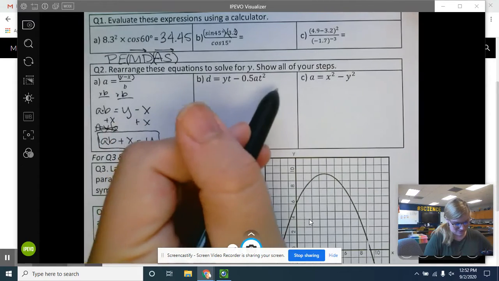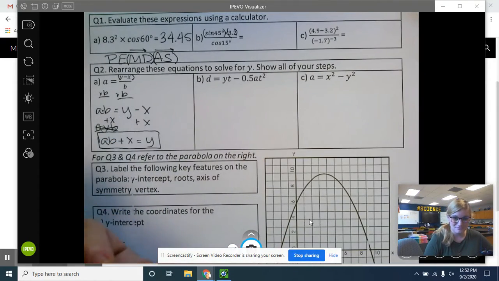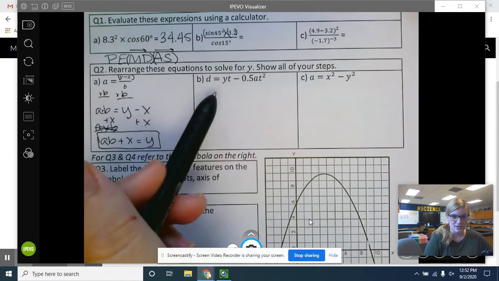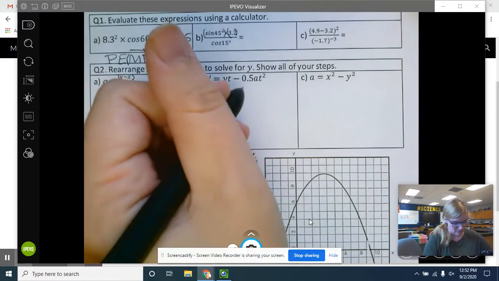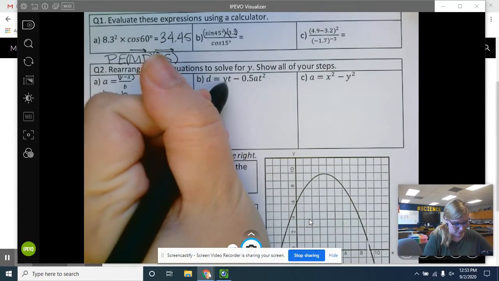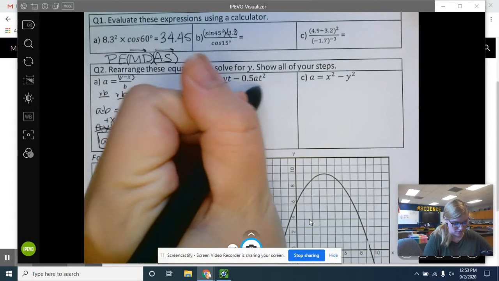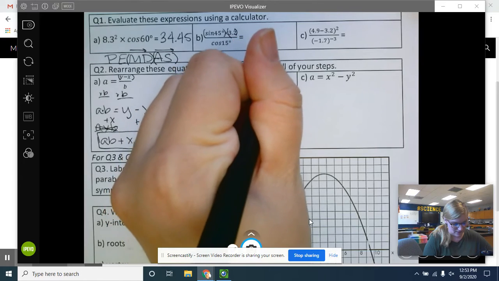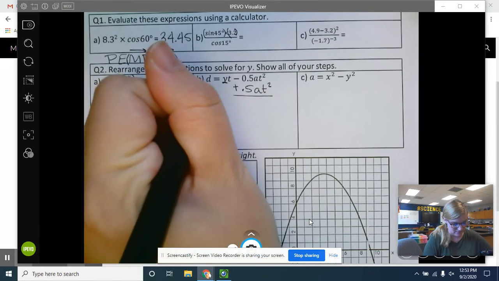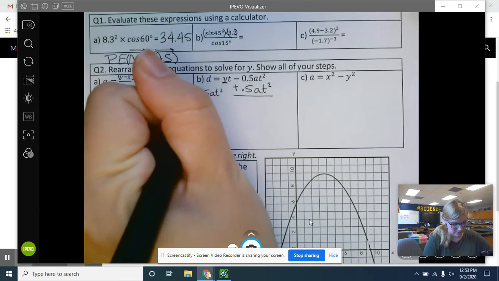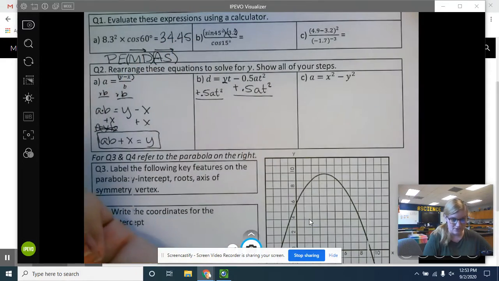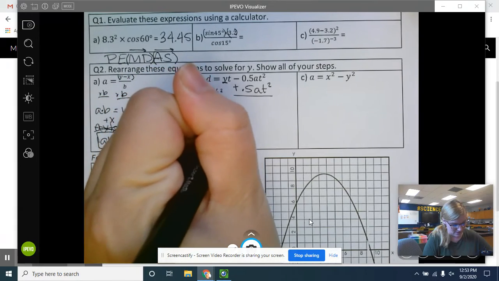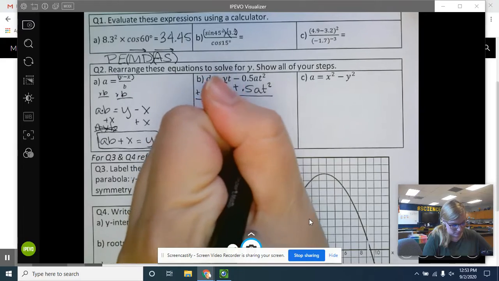Now, there were some really interesting things happening over here with how we were solving for this equation. And this is actually a distance formula that we will be using. So the first step, because I'm solving for y, is I'm going to take this whole chunk here at the back end and undo it. So I'm going to take everything that's there as a group because it's all multiplied together. So then I have d plus 0.5 at squared equals y times t.